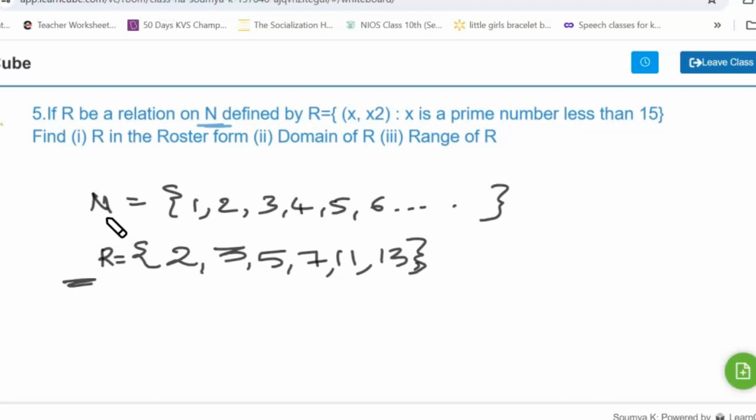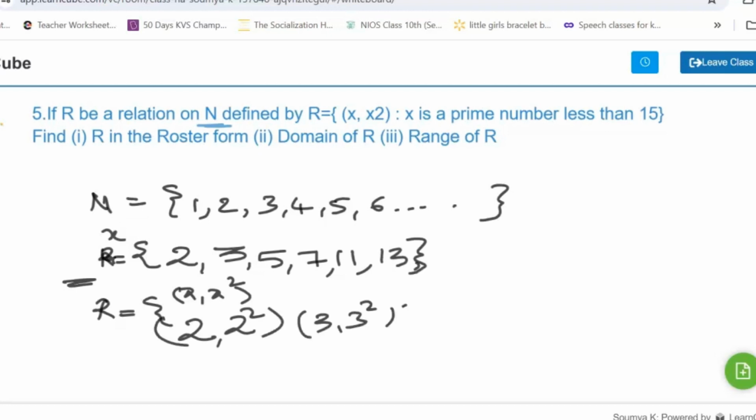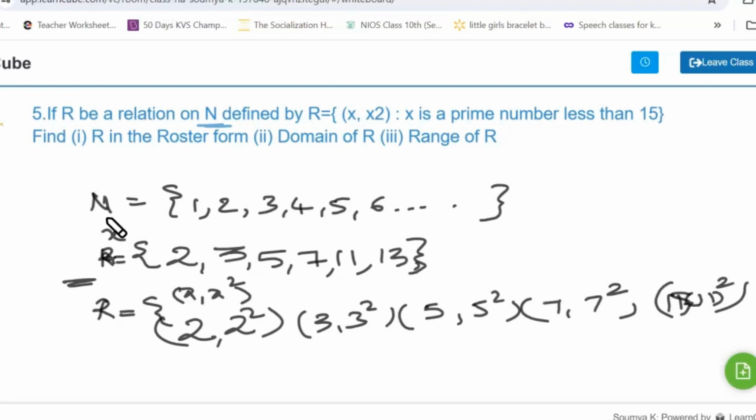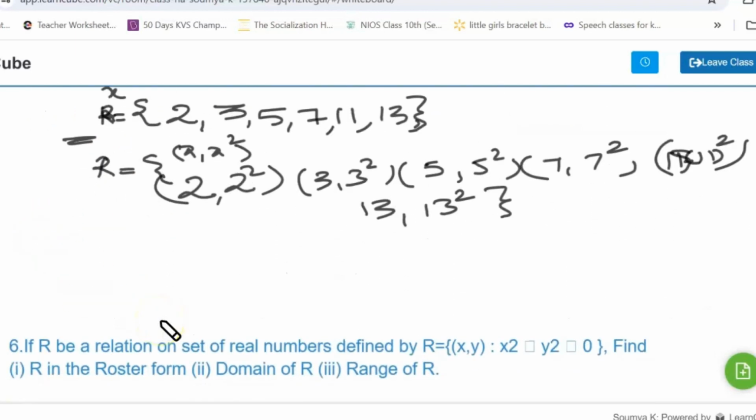Now the relation will be explained by (x, x square). So that pair should be like this. So the pair (2, 2 square), then (3, 3 square), (5, 5 square), (7, 7 square), (11, 11 square), (13, 13 square). So these elements will be there in your relation. Let's elaborate and write it.